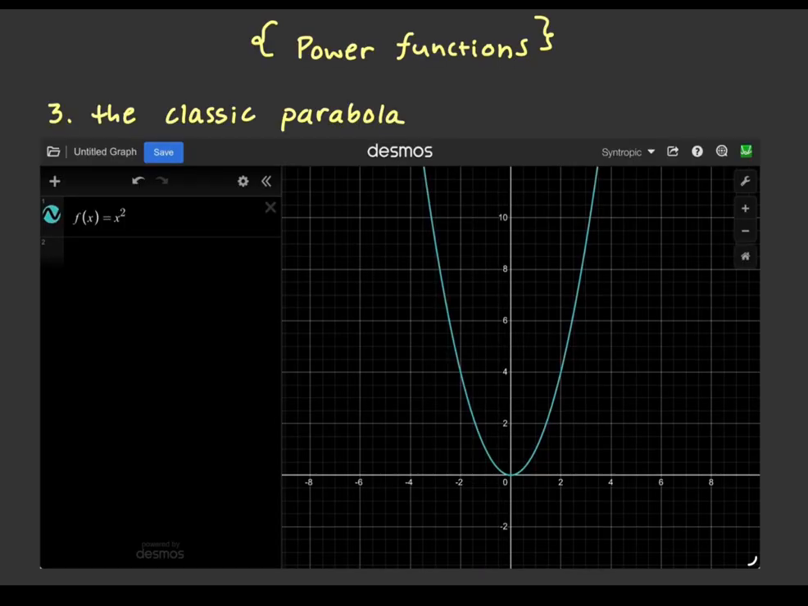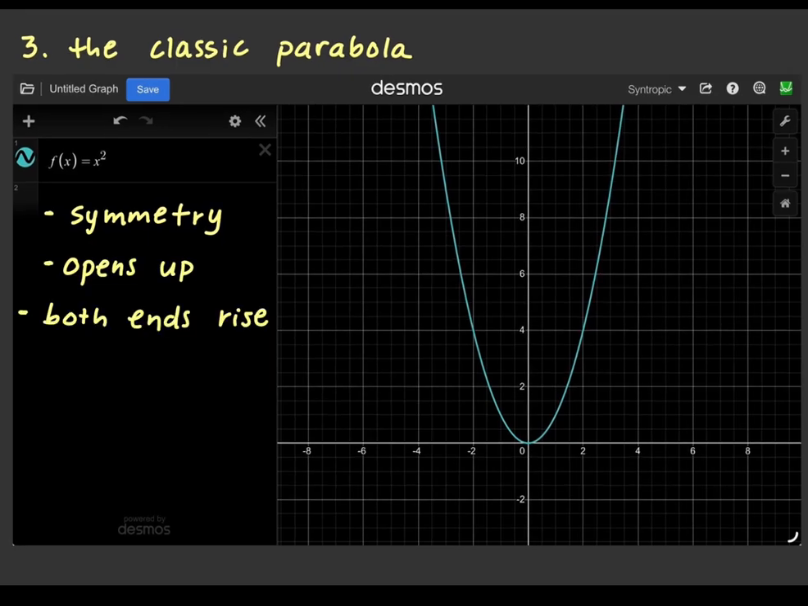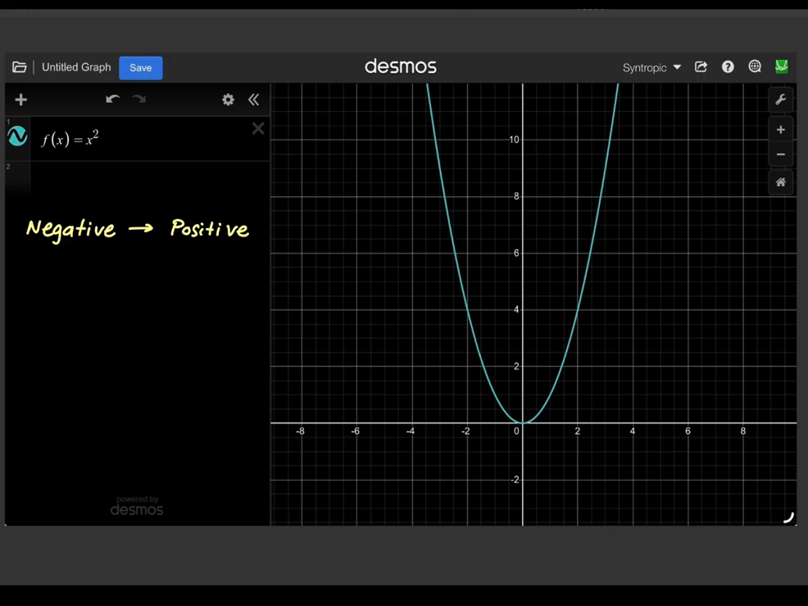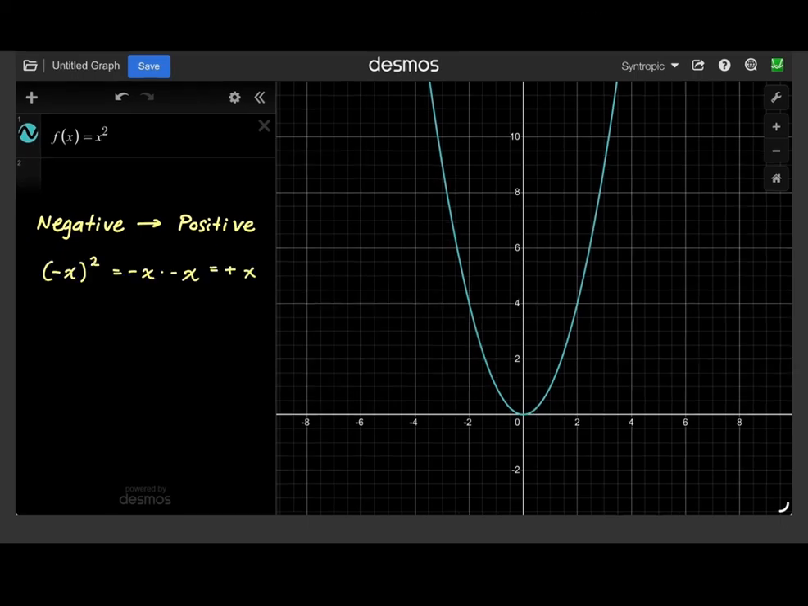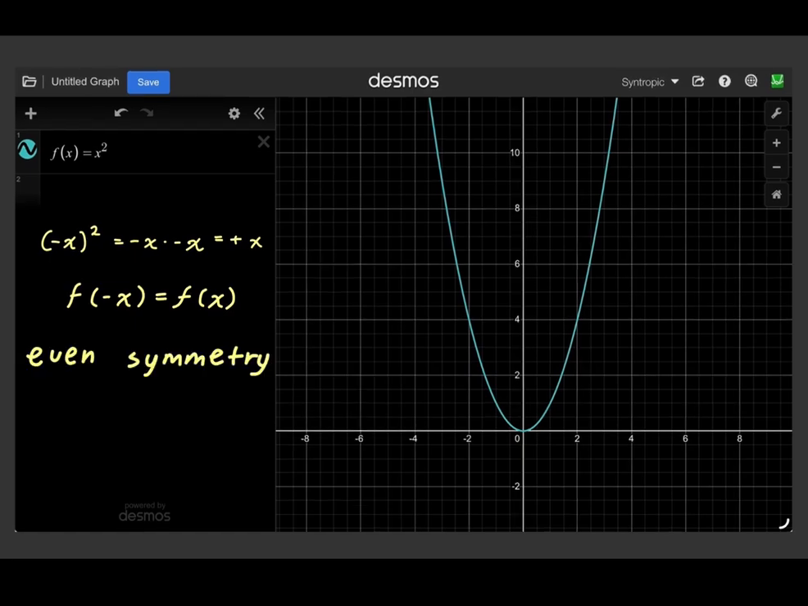We have x raised to the power of 2, meaning x squared, which is the classic parabola. This graph always opens upwards. It is a symbol for symmetry, and notice that both of the ends rise. In here, negative numbers become positive, and this is because when you square any number, whether positive or negative, you have to multiply it by itself, neutralizing those that are negative, which is why f of negative x equals f of positive x, and this is called even symmetry.